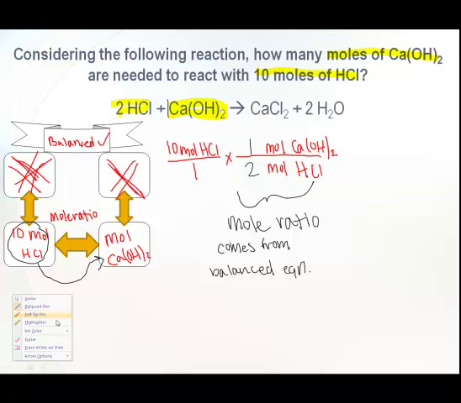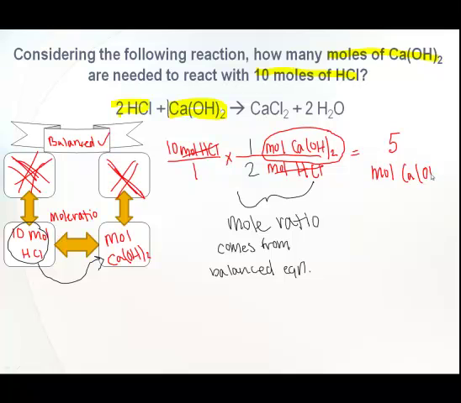So then whenever I go to solve this, I'll see that moles of HCl cancels with moles of HCl. The only unit I'm left with is moles of calcium hydroxide, which is good because that's what I was looking for. So whenever I solve this, I'll do 10 divided by 2. So that would give me 5, and my units will be moles of calcium hydroxide.